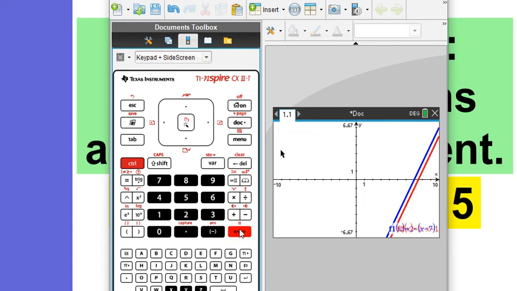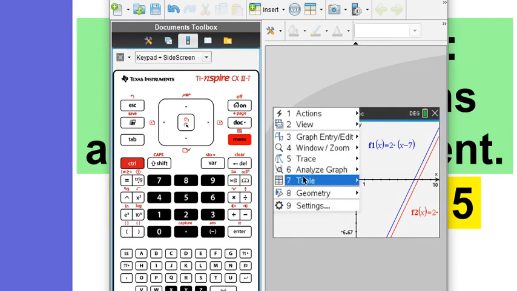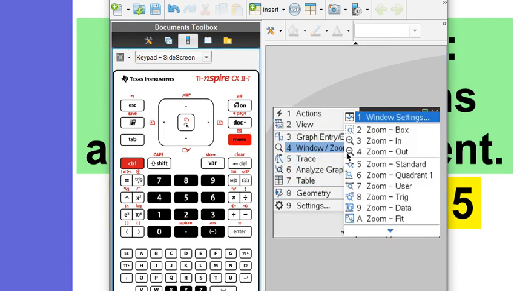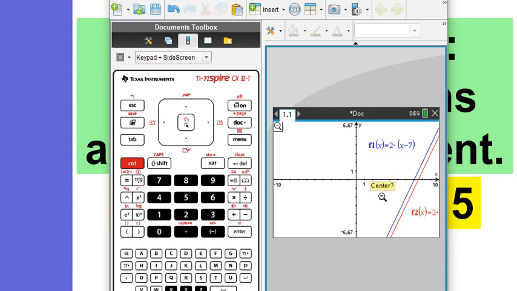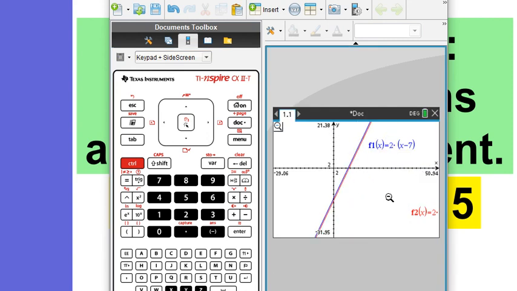And enter. And what I notice here is that I've got 2 lines, and as I zoom out, I'm trying to answer the question of, are they ever equal?